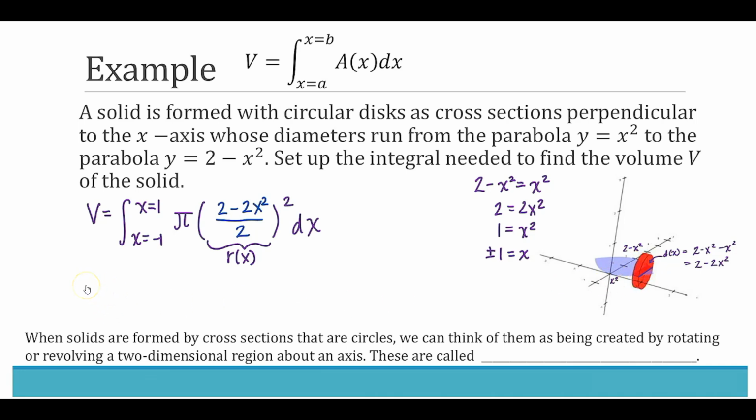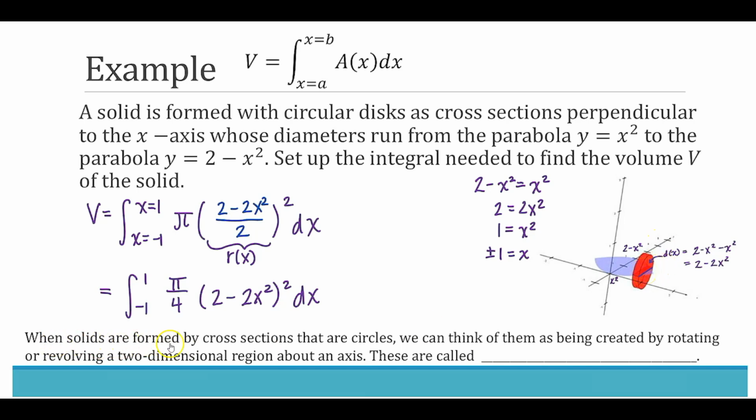So if we clean it up just a little bit, we have the integral from -1 to 1, and then we have pi over 4, and then 2 minus 2x squared dx. So the 4 is coming from taking the 2 and squaring it and bringing it to the outside, and then I left the 2 minus 2x squared, quantity squared, here. So evaluating this definite integral will give us the volume of our solid.